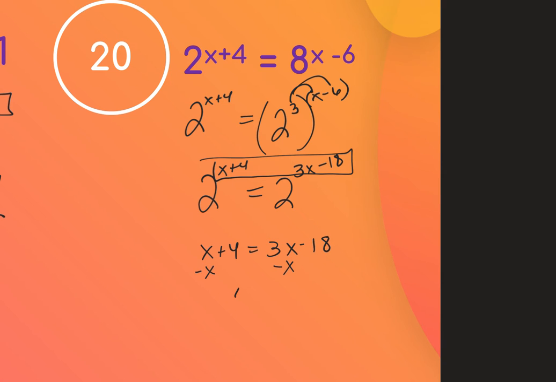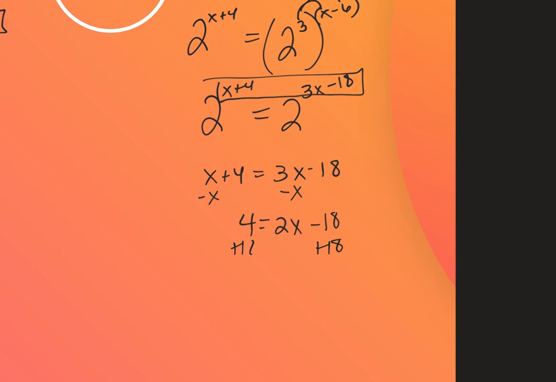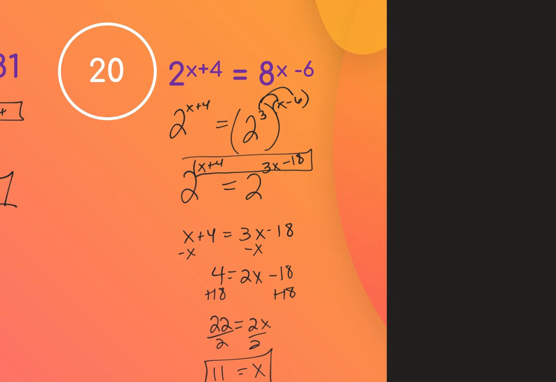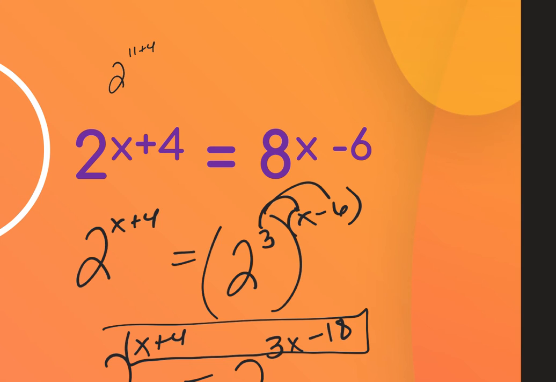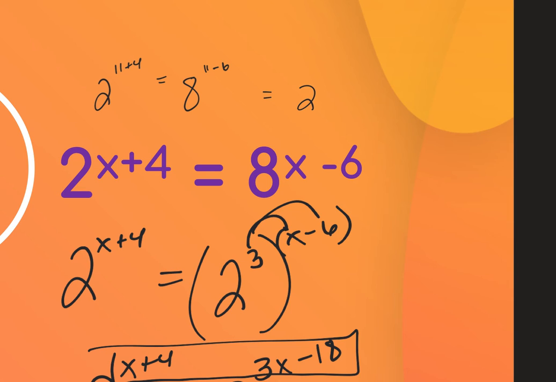Subtract the x. 4 equals 2x minus 18. Add the 18. 22 equals 2x. Divide by 2. And x is 11. And again, with extra time, you could plug that back in to check it. To check, I would plug 11 in for both. So I would do 2 to the 11 plus 4 equals... nope, not 2, sorry, 8 to the 11 minus 6. So this wouldn't be fun to do without a calculator, but you could. Yeah. Those two numbers would be the same.